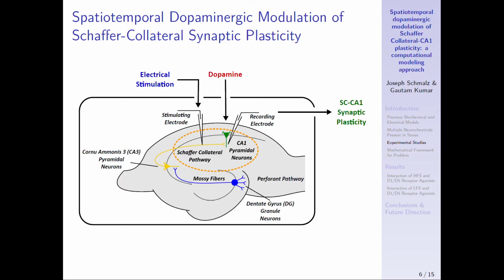In particular, we don't have a clear understanding of how the release of the neurochemical dopamine at different timings relative to electrical stimulation of the Schaffer collateral axon at various frequencies modulates Schaffer Collateral-CA1 pyramidal synaptic plasticity. To fill in this gap, we develop a biophysical model of the Schaffer Collateral-CA1 pyramidal synapse in order to understand the spatiotemporal dopaminergic modulation of this synapse.